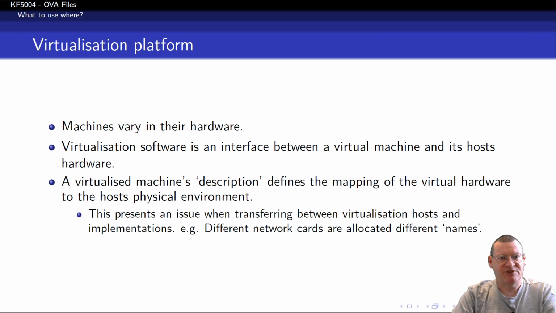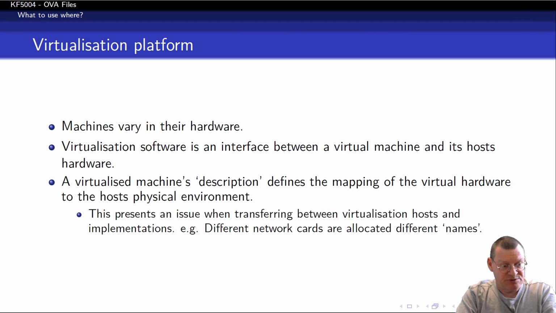But the issue we have is those platforms that we're actually running these virtual machines on can vary. The hardware can vary, and the way the virtualization software presents the hardware can vary as well. Now, that means we have a potential problem, because you have an interface between the hardware and the virtual machine, and that is the virtualization software. And how that presents hardware can impact on how you set up a machine. And we can't cater for that in the OVA files.